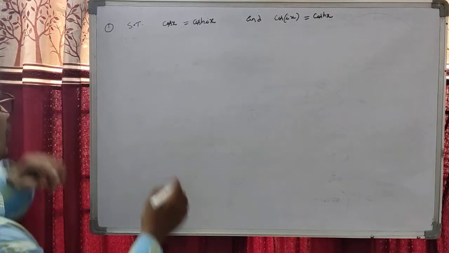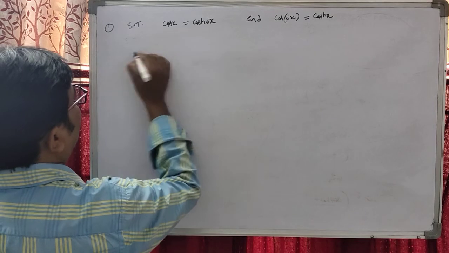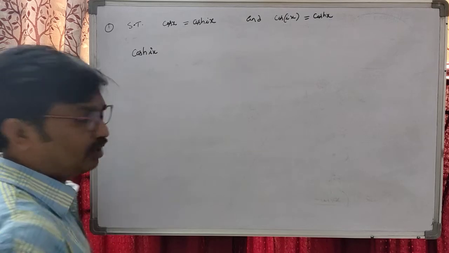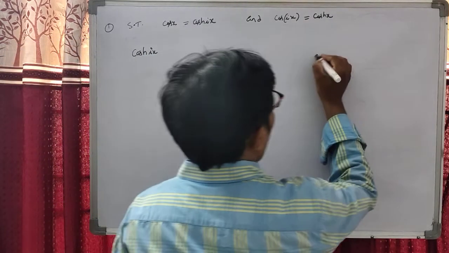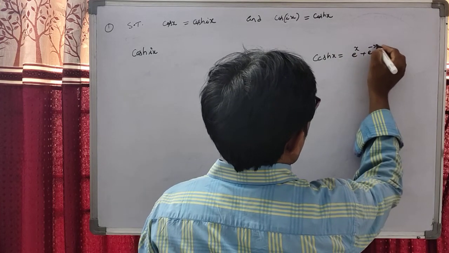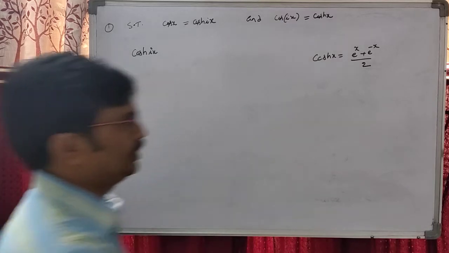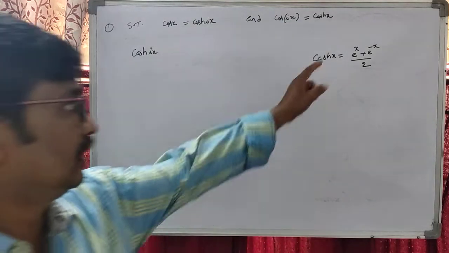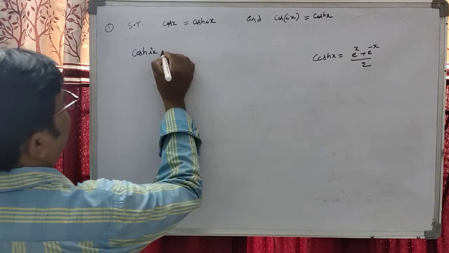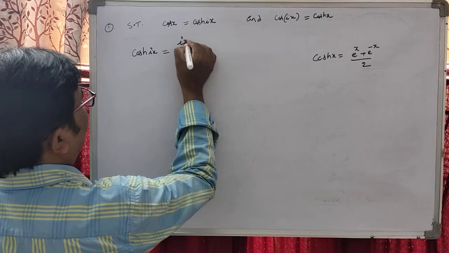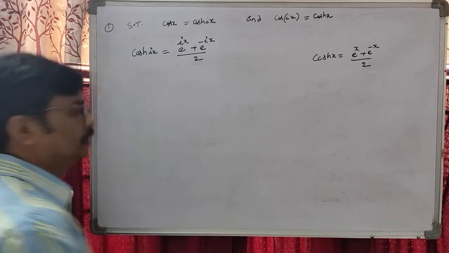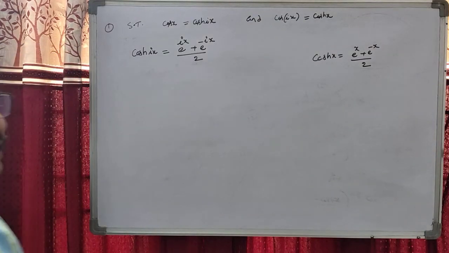So students, the right hand side is cosh of ix. What do we know from first year? We know that cosh x is e power x plus e power minus x by 2. Everybody knows that. In hyperbolic functions, cosh x is e power x plus e power minus x by 2. Therefore, cosh of ix is e power ix plus e power minus ix by 2.